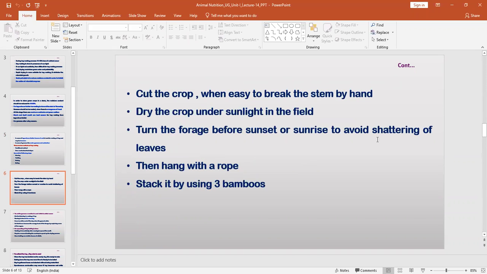We should avoid shattering of the leaves, because leaves are very rich in nutrients. Leaves contain a larger quantity of different nutrients, so shattering of leaves should be avoided during preparation. And we can hang it with the help of rope in case of unchopped haymaking, and sometimes we can chop and dry it in direct sunlight. By chopping we can also prepare hay, and it can be fed directly to the animals.